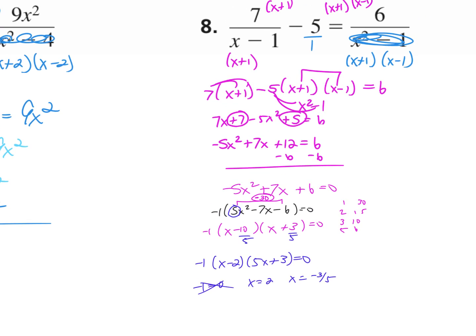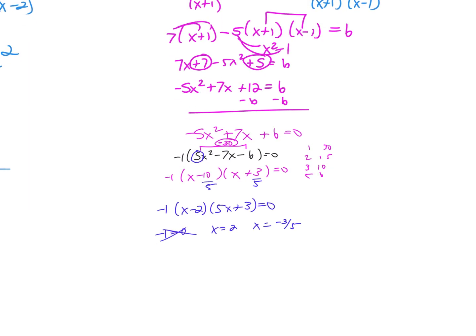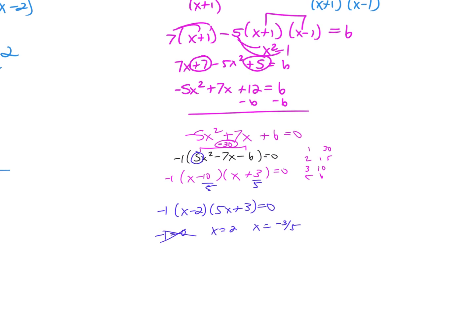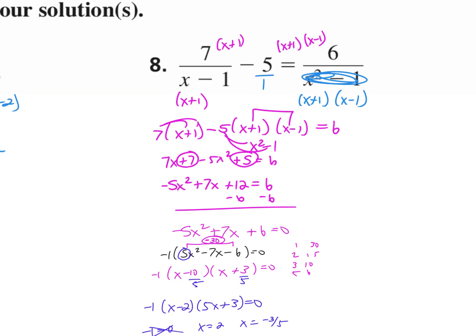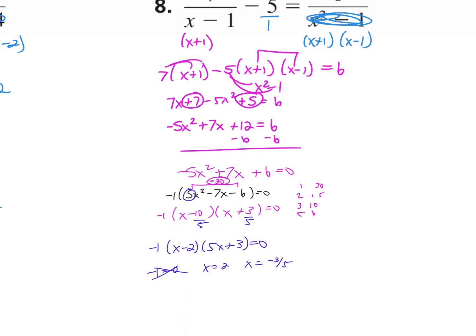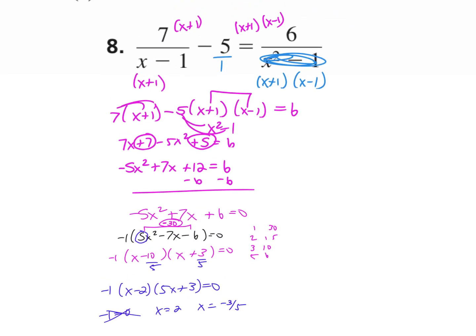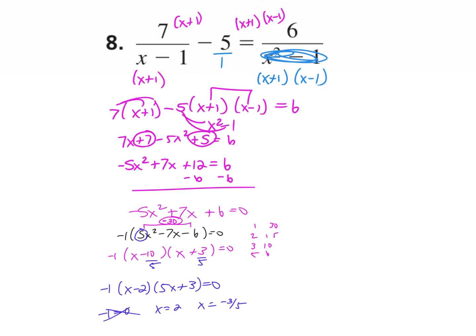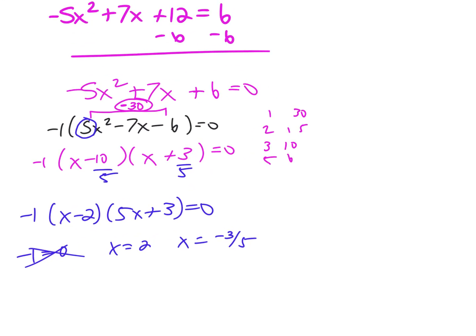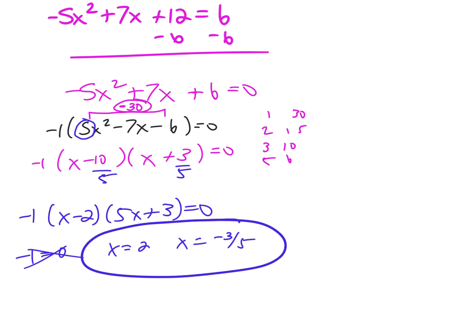Are both of those valid solutions? 2 minus 1, we're good. 2 squared minus 1, we're good. Negative 3/5. If I plug in negative 3/5 for either x, is it going to become 0? No. So we're good to go. So, guys, when you get 2 answers, moral of the story, should you just automatically assume one of them is not going to work? No. Is there a possibility that one of them won't work? Yes. Okay, thank you. Sorry.